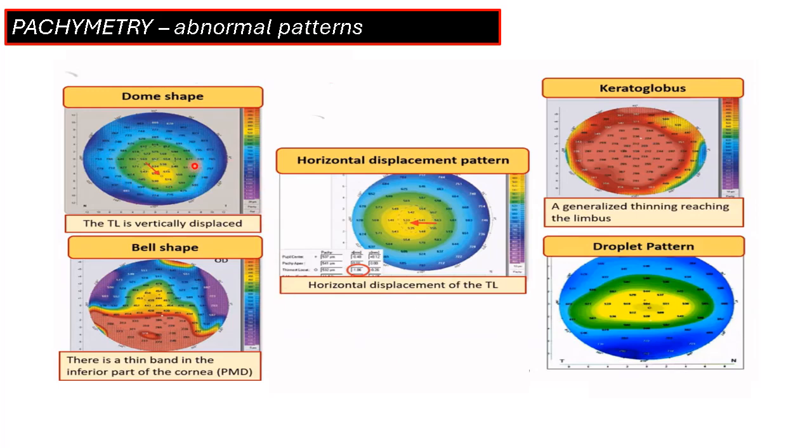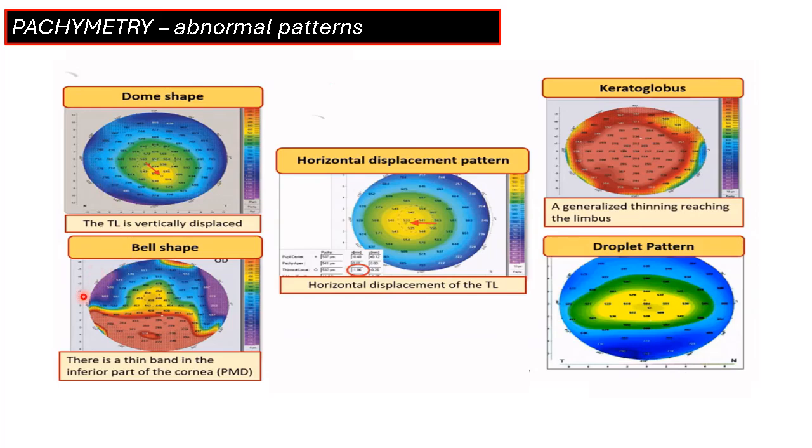There are different abnormal shapes like this one. This is the dome shape. That's a small island of abnormality or thinning surrounded by a large area of normal cornea. As compared to this one, the last one is a large area of thin cornea surrounded by a small zone of normal cornea. This one is known as the droplet pattern, and that one is known as the dome shape. These are abnormal patterns of the cornea as far as the thickness of the pachymetry.